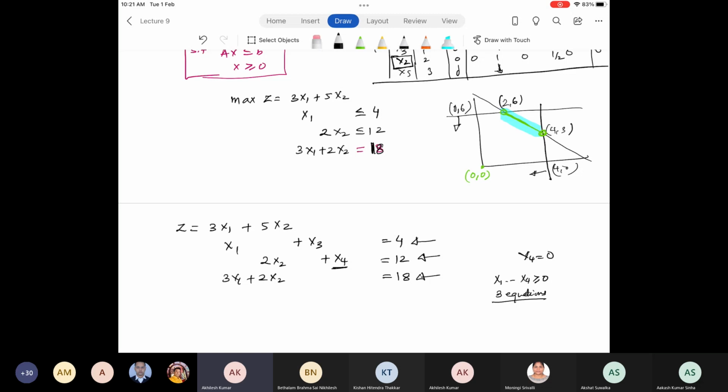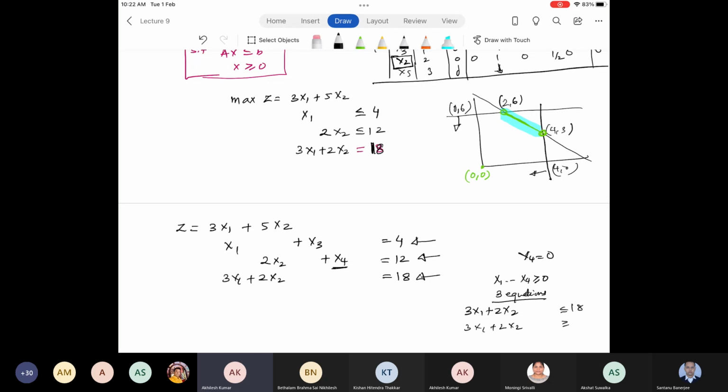Guys, are you able to see the problem here? Sir, here we generally split the equation into two inequalities. For example, 3x1 plus 2x2 greater than or equal to 18, and then 3x1 plus 2x2 less than or equal to 18. Actually, you are making it more complicated, but anyway, let's go ahead.